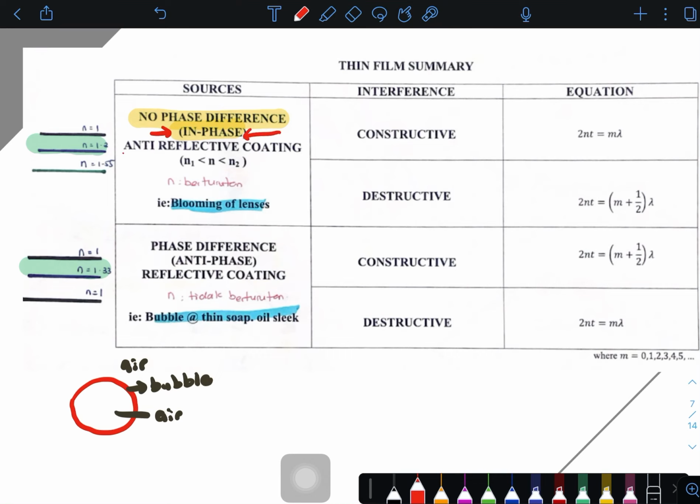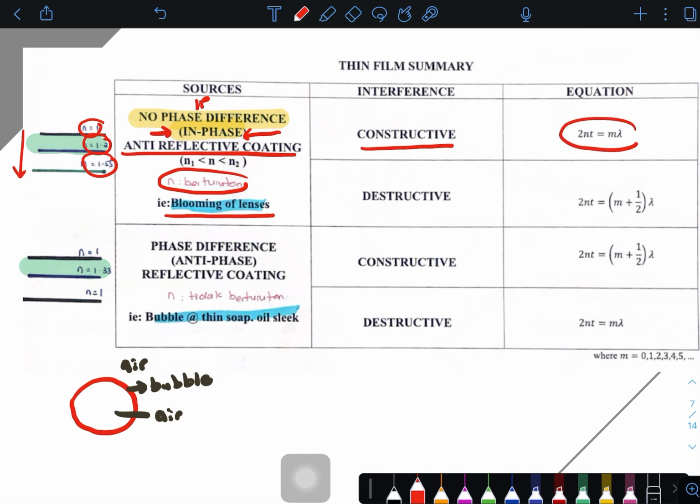Kalau soalan mention anti-reflective coating, or you tengok number of N dia berturutan, maksudnya 1, 1.2, 1.55, so they are berturutan. Kalau mereka berturutan, dia ialah in phase. Dan kalau soalan mention blooming of lenses, okay, so kalau in phase dan dia konstruktif, the equation akan jadi 2NT equals to M lambda. Kalau dia destruktif, 2NT equals to M plus half lambda.